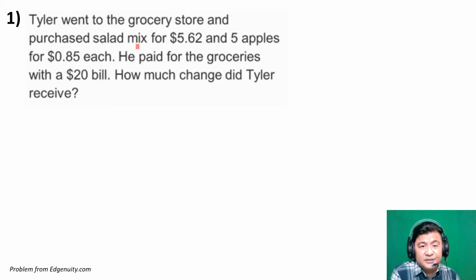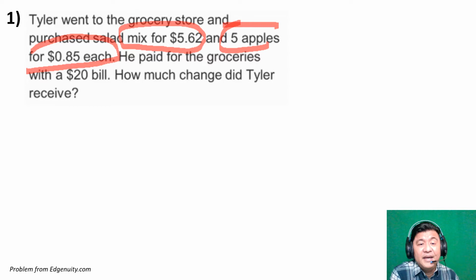Okay, he bought this, and 5 apples for 85 cents each. Okay, he paid the grocery with a $20 bill. How much change? Change. So what is being asked? I want to know how much change.